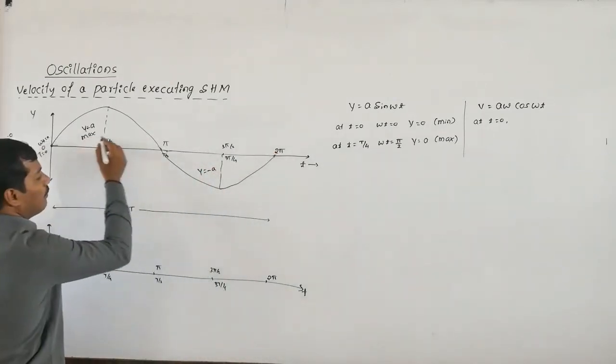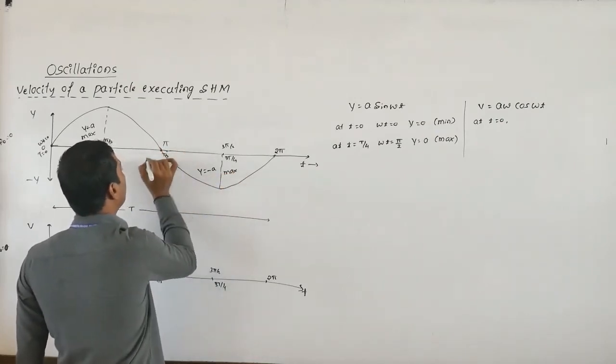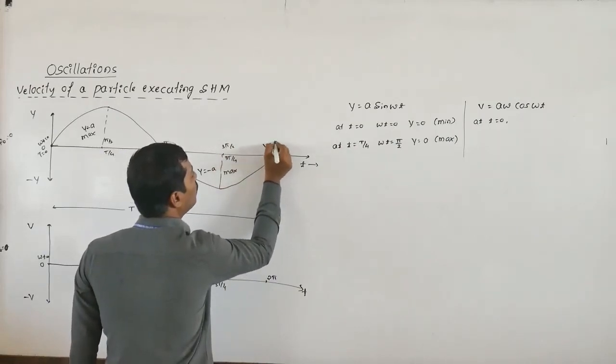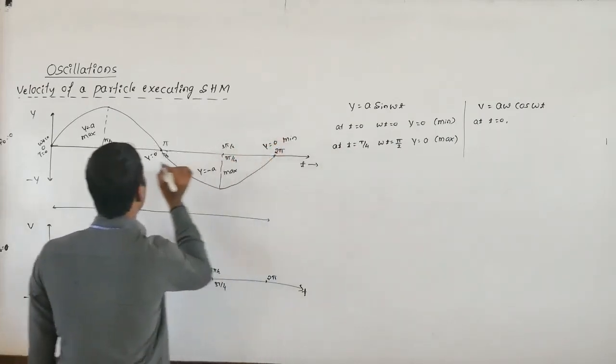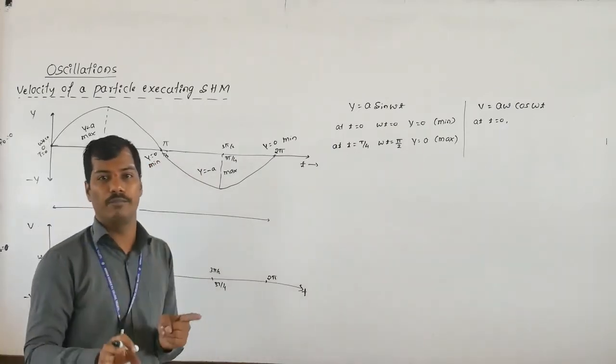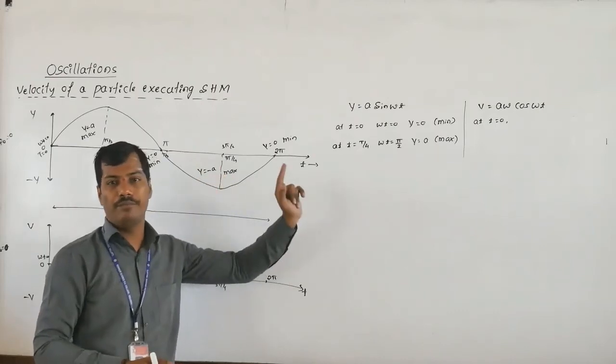Here is a maximum, and this point where y is equal to 0 is considered as a minimum. Here also y is equal to 0, considered as a minimum. The minimum condition for displacement is y equal to 0. The maximum condition for displacement is y equal to a.